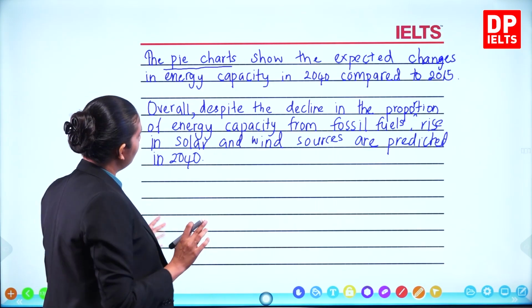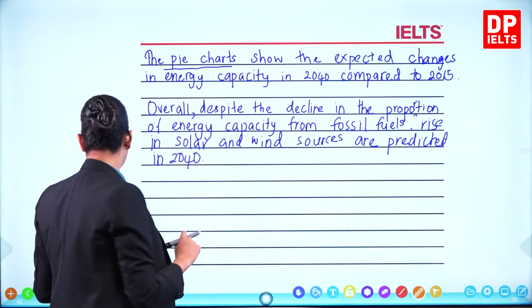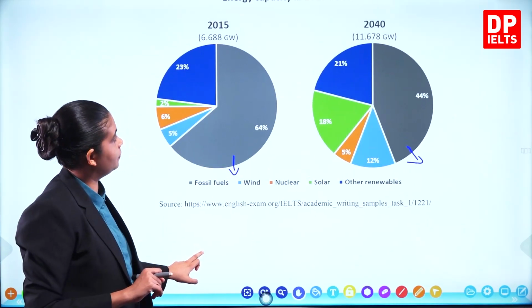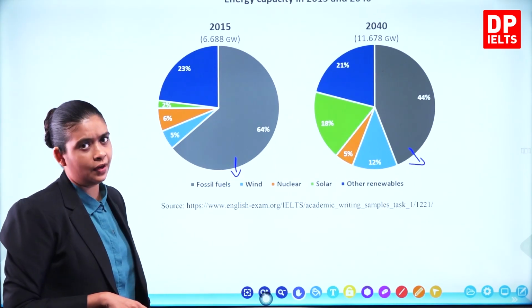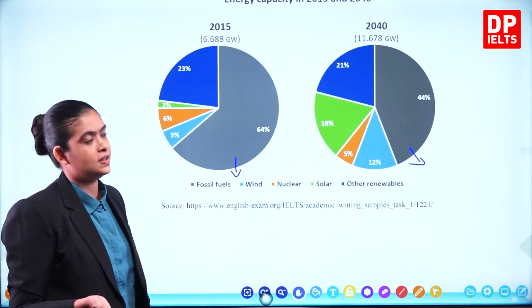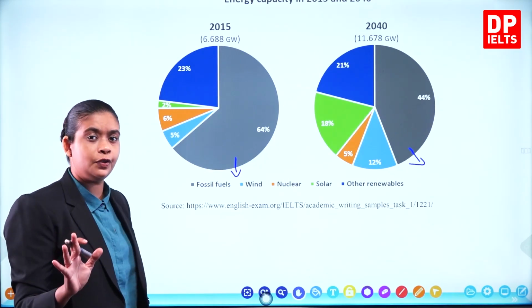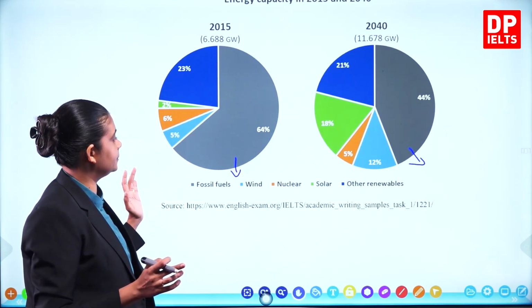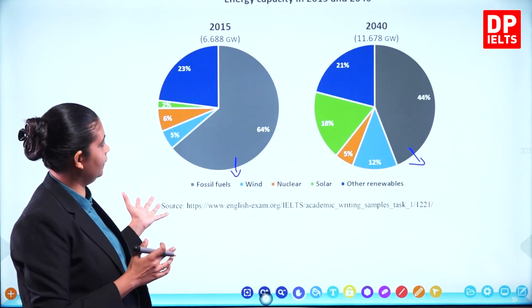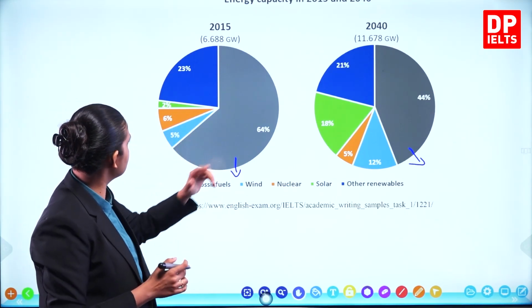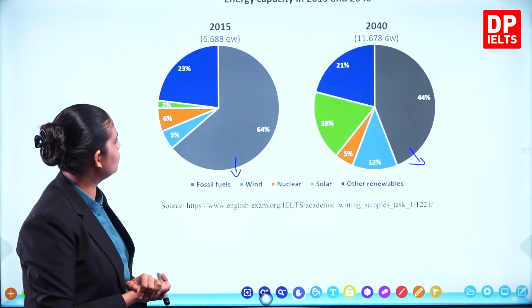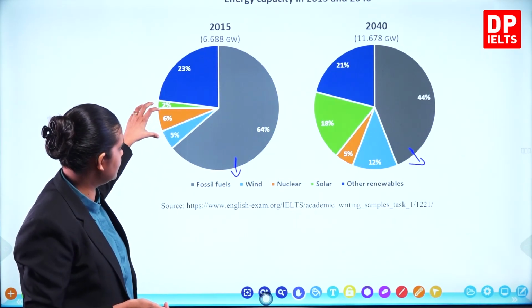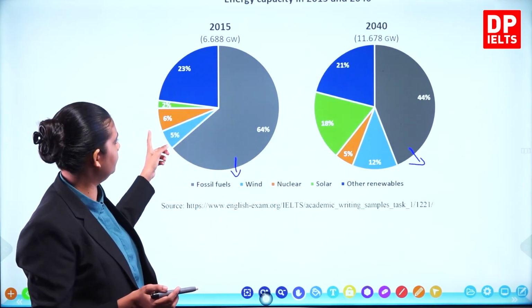Right, so how I would like to break it is talk about these two pie charts separately. So I'd like to talk about 2015 separately and then talk about 2040 separately. That would be easier. Some of you can disagree. Some of you can say, okay, let's talk about fossil fuels and other renewables together because obviously they reduce. And let's talk about the others together, that is wind, nuclear and solar, because they increase. Oh, sorry. No.